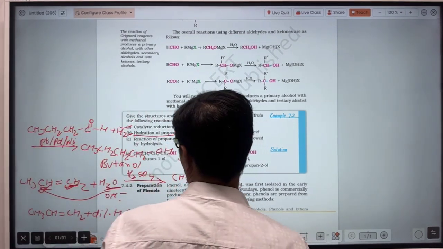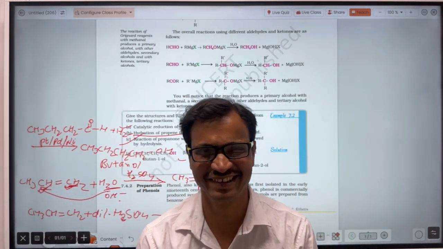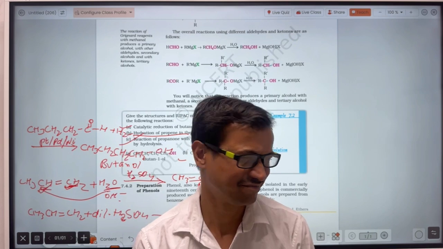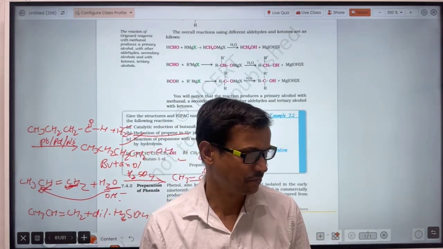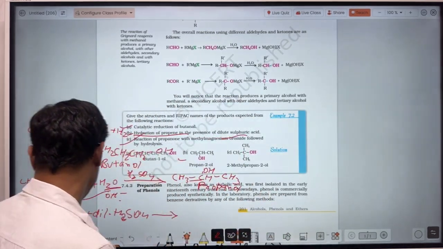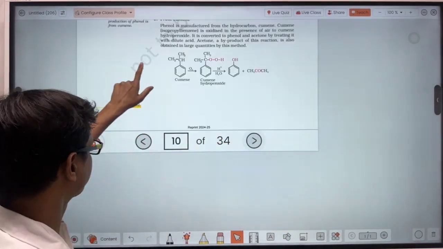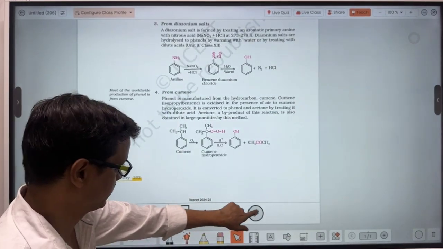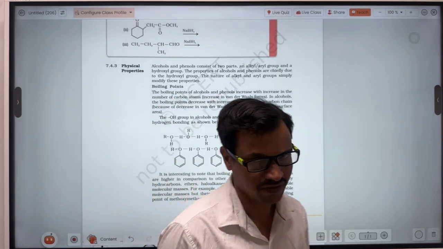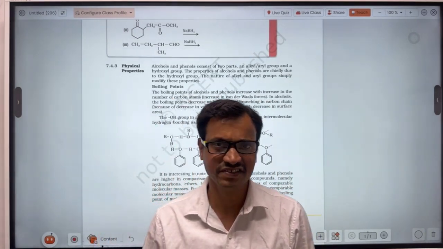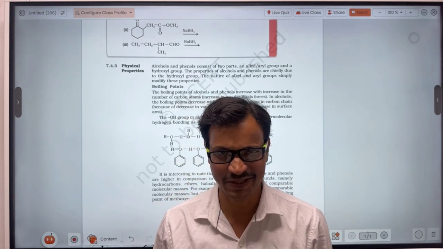Third one, reactions with the Grignard reagent, a number of times I have taught. So I don't think anyone could not solve this question. Everyone could solve this question. So you do these questions by yourself. Okay. Now in the next class we will discuss the preparation of phenols, and then after that we will start directly from the physical properties of alcohols and phenols in the next class. Okay. Thank you, Team Educate.